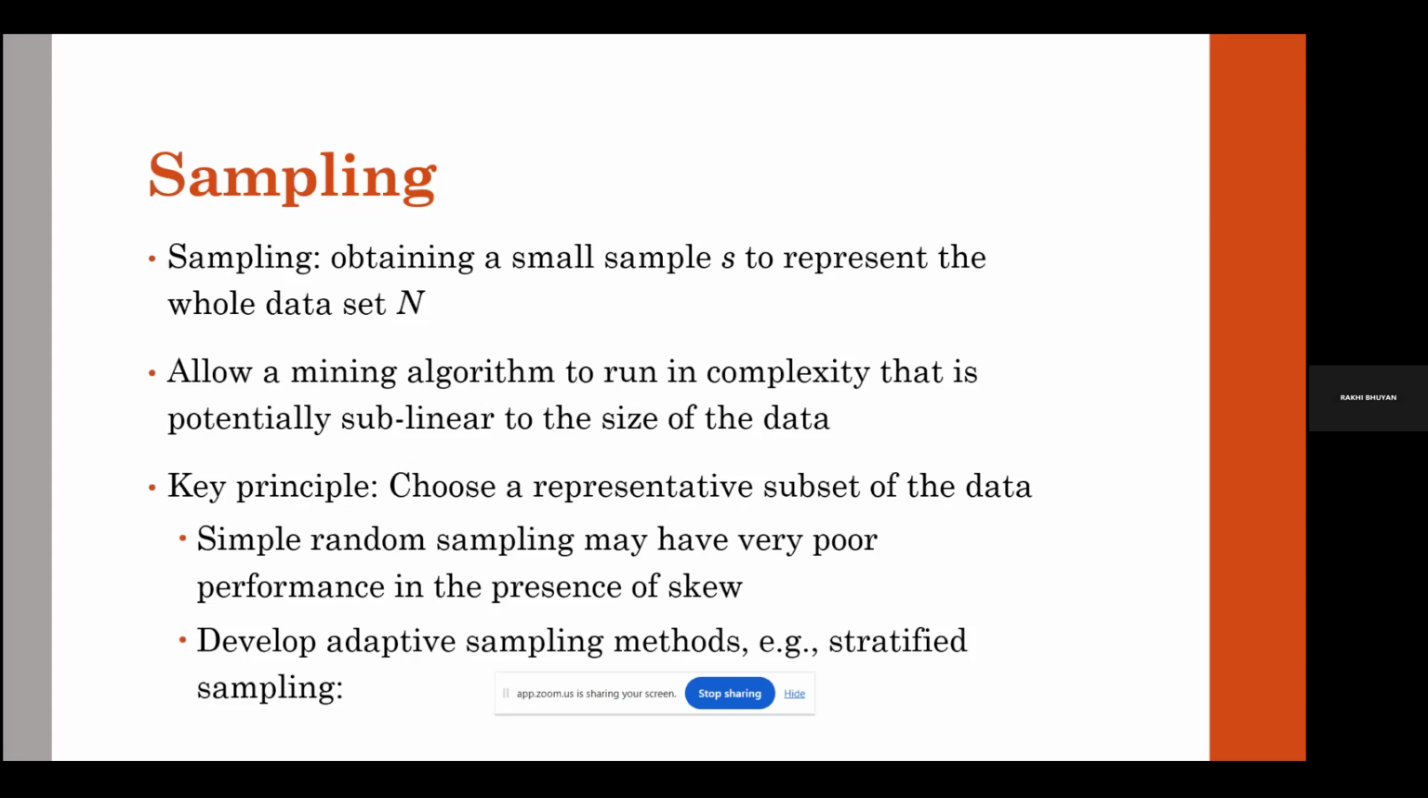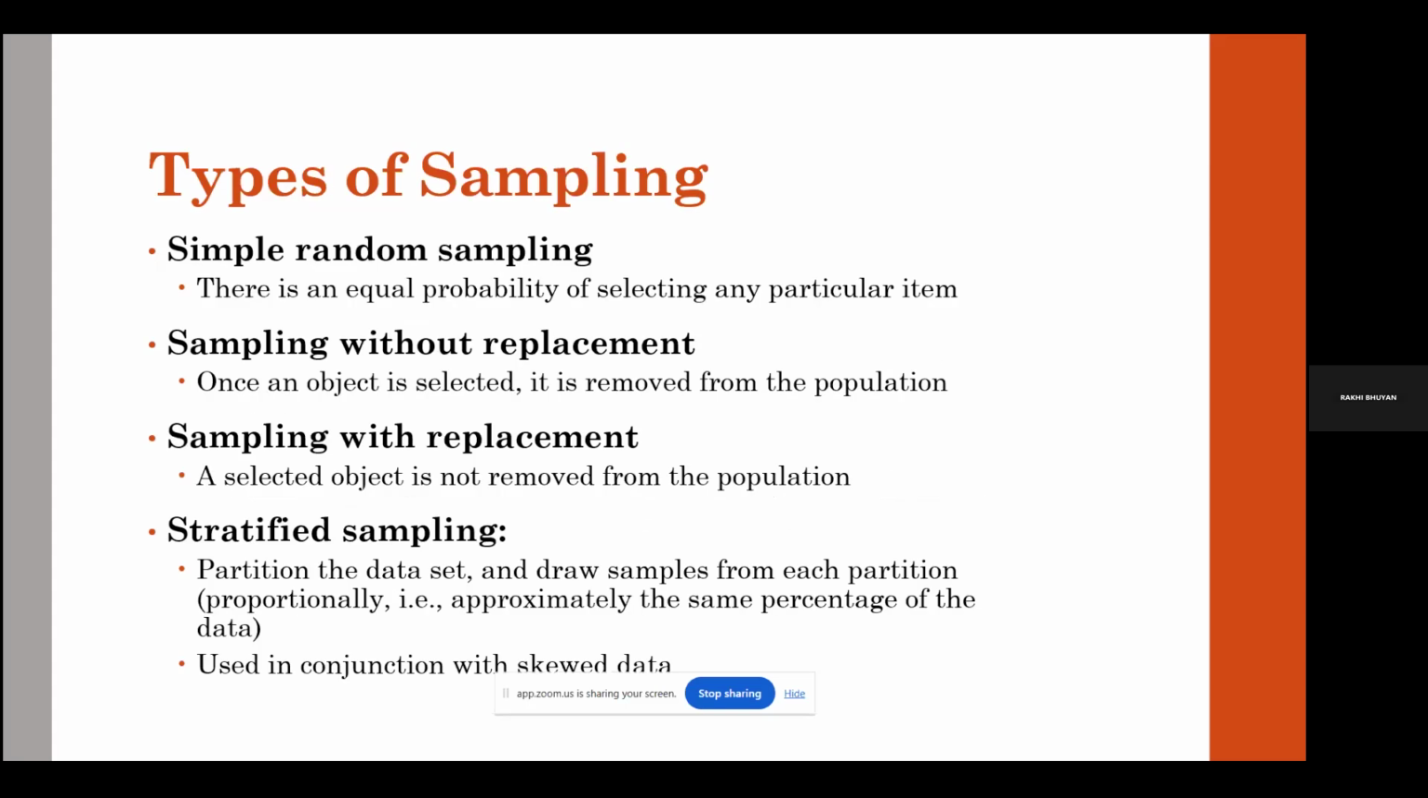So what is sampling? Sampling is like testing a bit of the whole. It saves time, it is easier to analyze, and it still gives a good idea about the full data set. These are the types of sampling, which I have already said: simple random sampling, sampling without replacement, sampling with replacement, and stratified sampling.